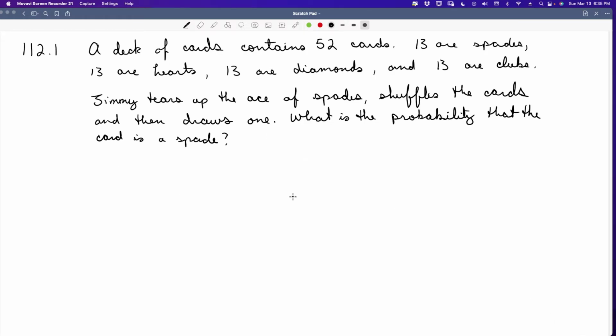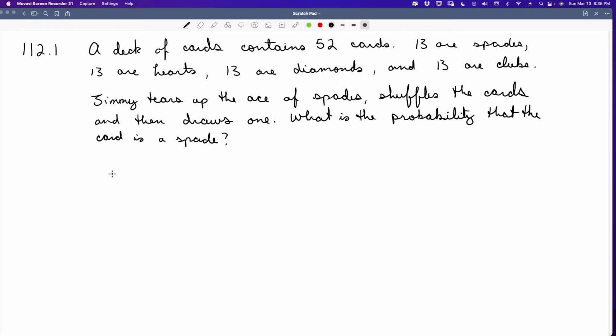All right, so in problem 112.1, a deck of cards contains 52 cards. 13 are spades, 13 are hearts, 13 are diamonds, and 13 are clubs. Jimmy tears up the ace of spades, shuffles the cards, and then draws one. What is the probability that the card is a spade? So let's look at this.